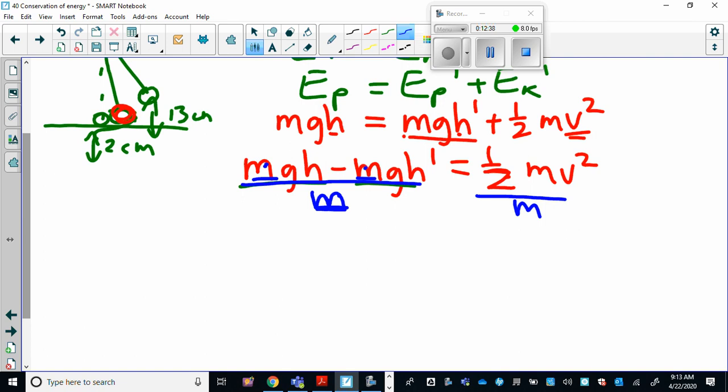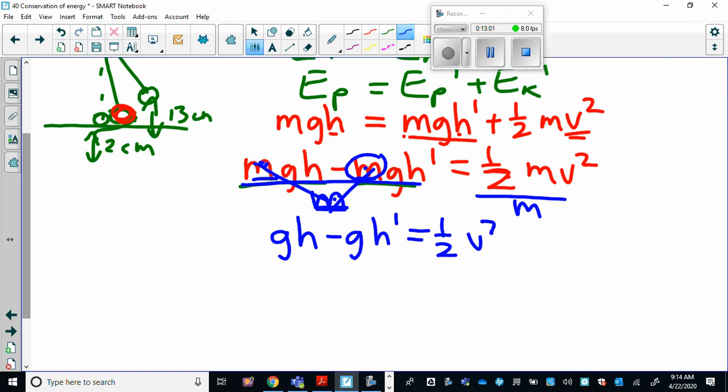If one of those m's was missing, say for example this one, then that would not happen. This m would cancel out this one, but you'd have to include it there. So these m's will cancel, these m's will cancel, and you're going to be left with gh minus gh prime. And again, the g's don't cancel, equals 1/2 v squared.